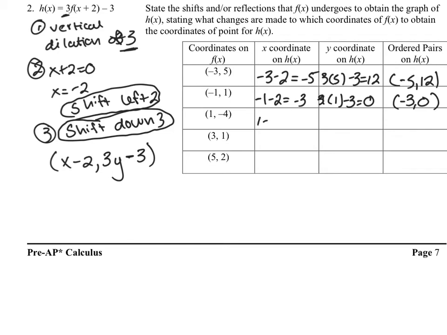X value is 1. Subtract 2. X is -1. Look at our Y's. 3 times -4 minus 3. Okay, we have -12 minus 3, which is -15. So we have -1, -15.